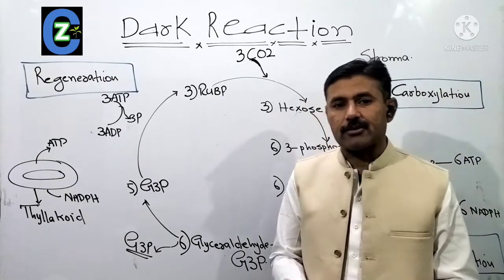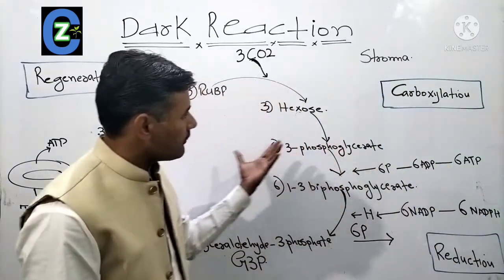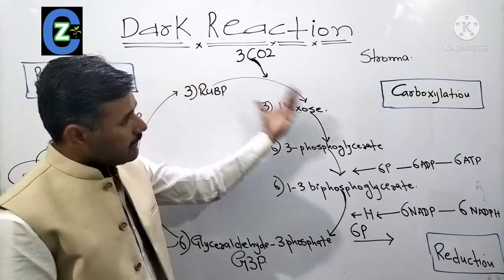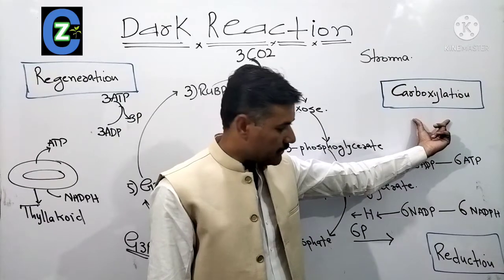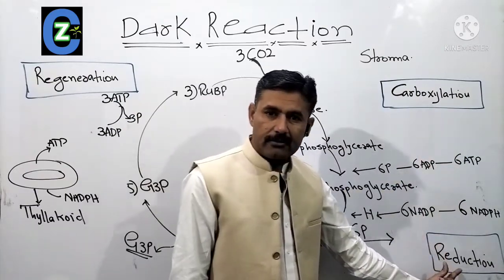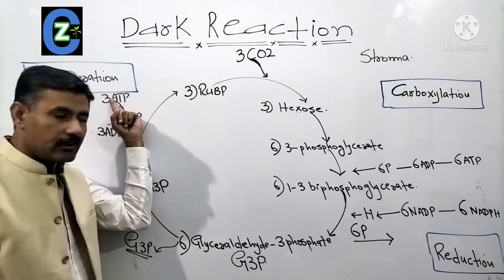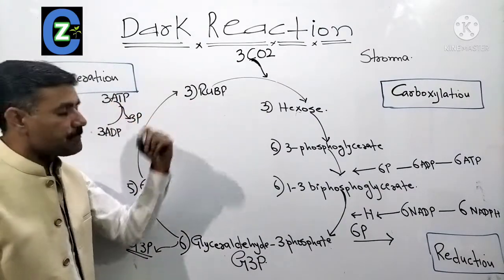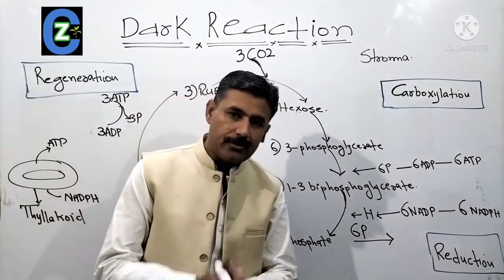Dark reaction is actually divided into three phases. Out of these three phases, the first phase is called the carboxylation phase, then the reduction phase, and the final phase is called the regeneration phase, where we are generating RuBP back. What actually happens during dark reaction?